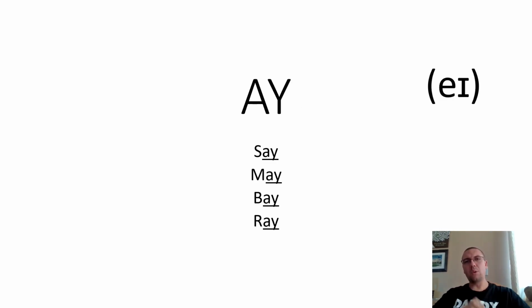And finally we have AY, and this one almost always says the long A, which is our third A sound. So we've got say, may, bay, and ray. Remember, anytime you say AY, that is really more two different sounds. Just keep that in mind.